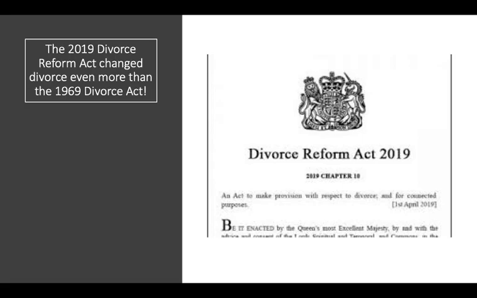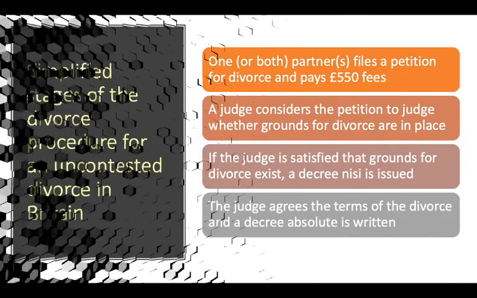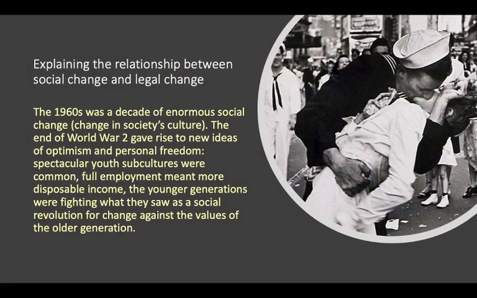Okay, let's go back to where we were. So we looked through the process of how it works. Now, how do we explain the social change and the legal change that's going on? So explain the relationship between social change and legal change. The 1960s was a decade of enormous social change. We remember that there was that Divorce Act in 1969, and we see that huge spike in divorces. The end of World War II gave rise to new ideas and optimism and personal freedom.